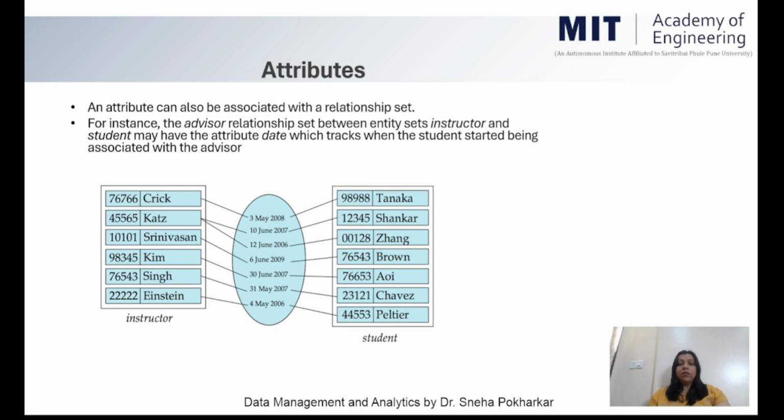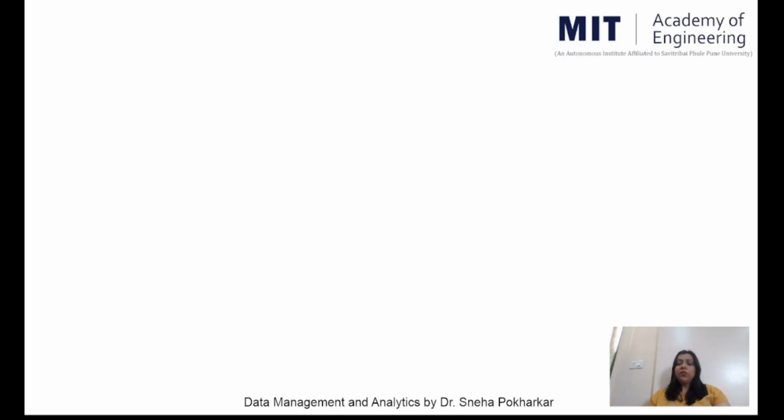This means an attribute can also be associated with the relationship set. So these were the basic three important parameters which are considered in ER designing, entity relationship design. Right? The next part we are going to see in the next slot of the series.